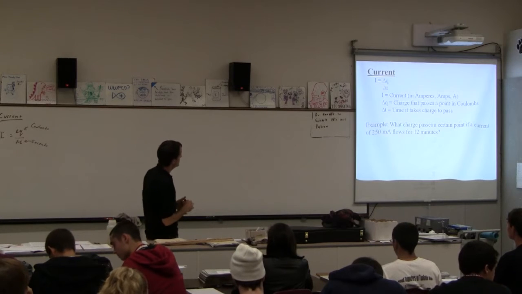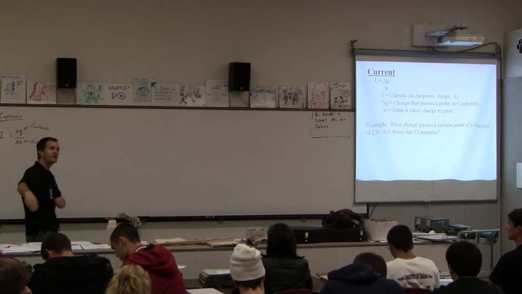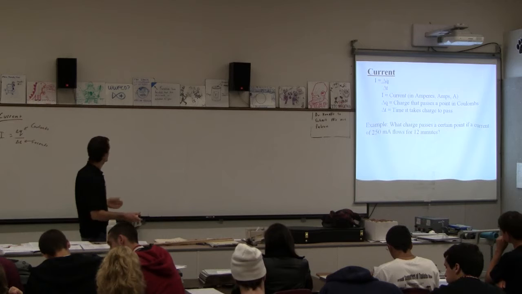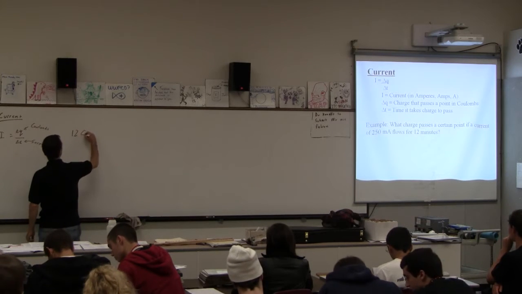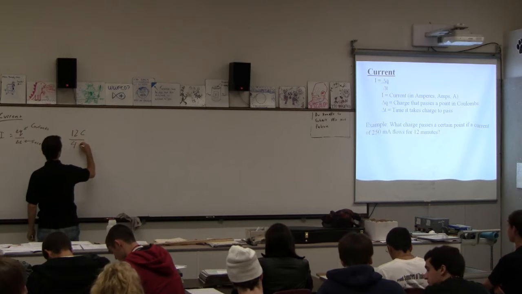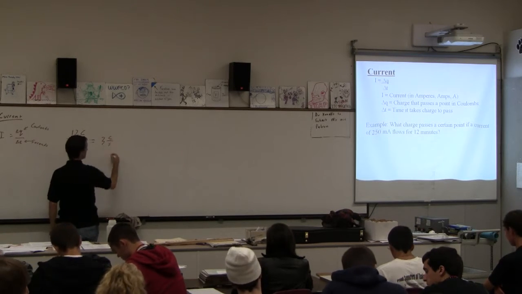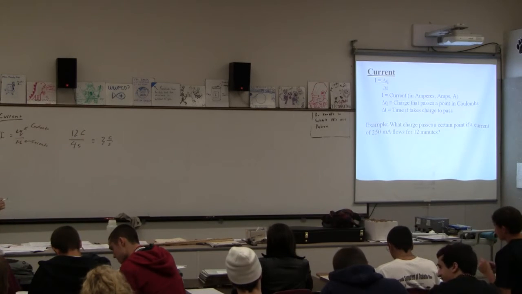Okay, so current is defined as the amount of charge passing a point, or one way to think of it anyway, is the amount of charge passing a point in a given time. So if 12 coulombs of charge passes by in 4 seconds, right, then you might have a current of 3 coulombs per second. Okay, this is all pretty basic stuff.